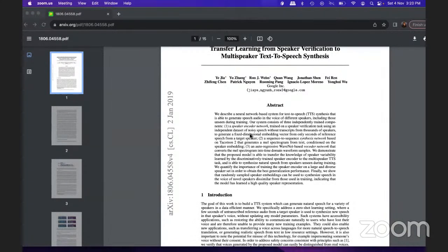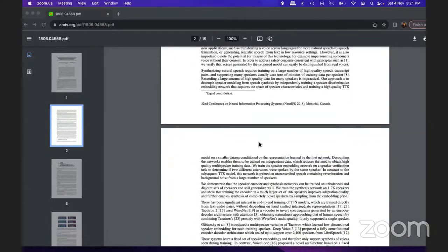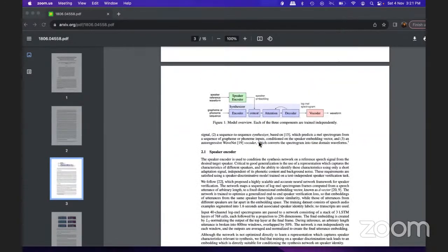So the paper that we are going to discuss here is Transfer Learning from Speaker Verification to Multispeaker Text-to-Speech Synthesis. When we started reading this paper, we realized that we had to read another paper before this, which is WaveNet. That is one of the neural networks used within this architecture that they are proposing, and we'll go back and do that. In this paper, they are describing a neural network system for text-to-speech conversion, and this is the basic architecture that they are proposing.